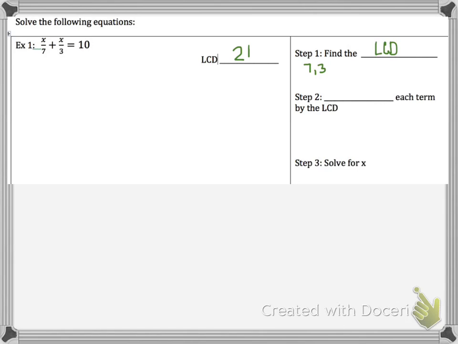This is just what I'm thinking about. You don't have to actually write this down every time. This is not work that you need to show us, but you do want to be thinking about it. Then I'm going to use a transformation with an MLE to multiply everything through by that 21. I'm multiplying every term by 21, by that least common denominator.